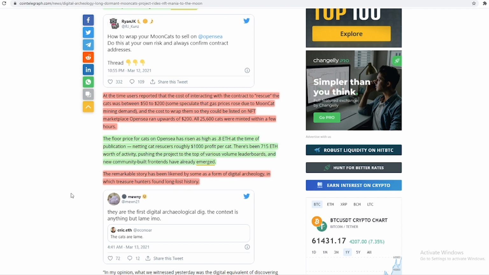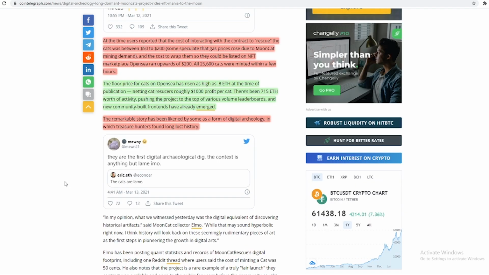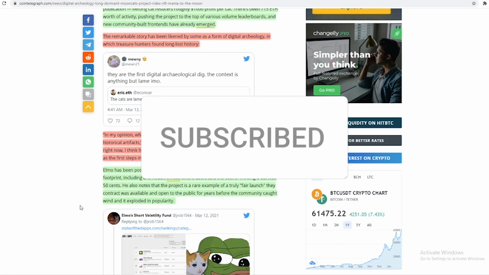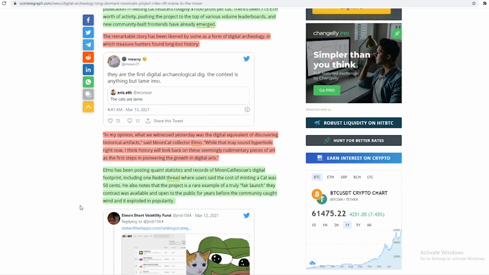The remarkable story has been likened by some to a form of digital archaeology, in which treasure hunters found long-lost history. Twitter user Muni says, "They are the first digital archaeological dig. The context is anything but lame, in my opinion." "In my opinion, what we witnessed yesterday was the digital equivalent of discovering historical artifacts," said MoonCat collector Elmo. "While that may sound hyperbolic right now, I think history will look back on these seemingly rudimentary pieces of art as the first steps in pioneering the growth in digital arts."